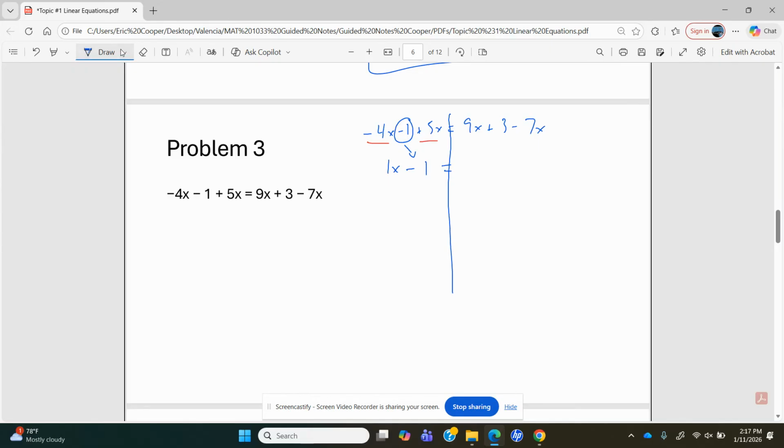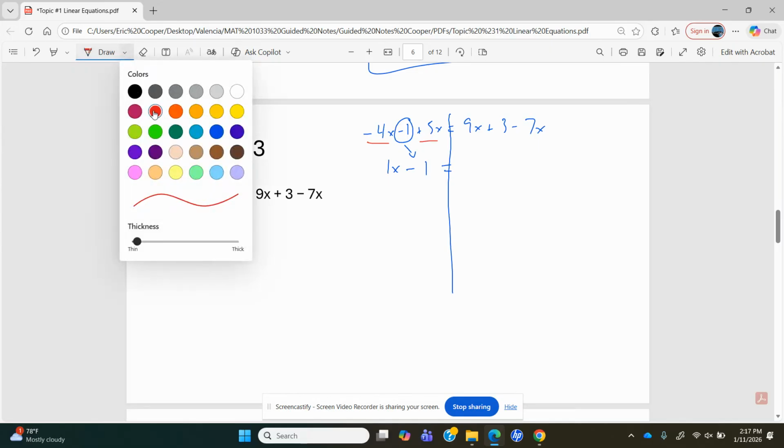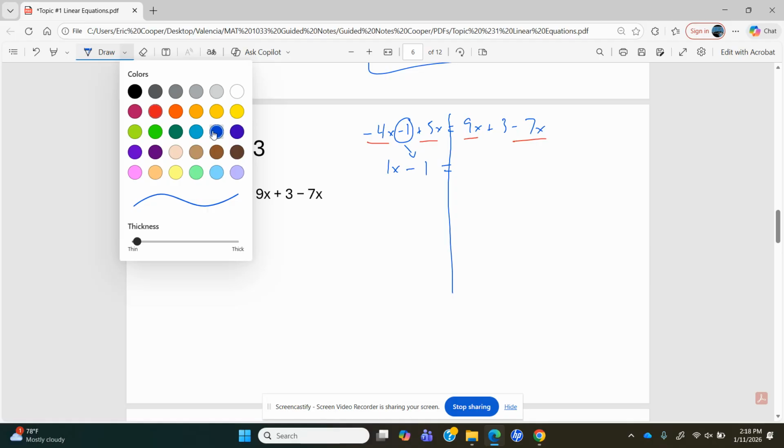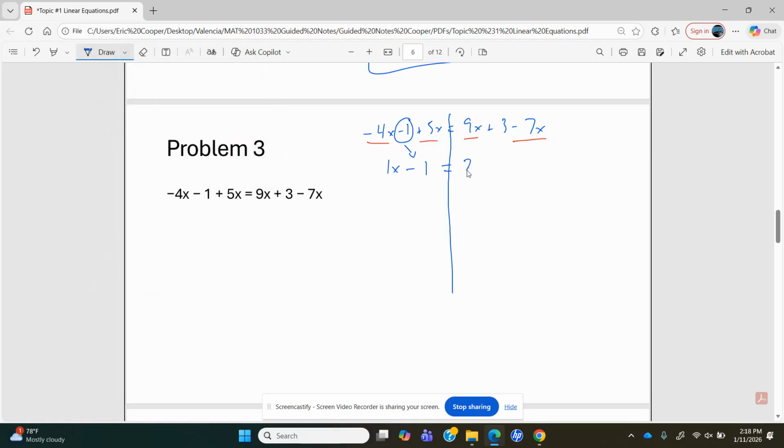We'll do the same thing on the other side. We're going to look for like terms. So on the other side, we have a 9x and a negative 7x. Those will combine. 9 minus 7 gives me 2x. Again, the 3 doesn't have anything it can combine with, so it will drop down as part of the equation. Now we have x's on each side, and we have constants on each side. We have no more to combine, so we'll move on to the next step.